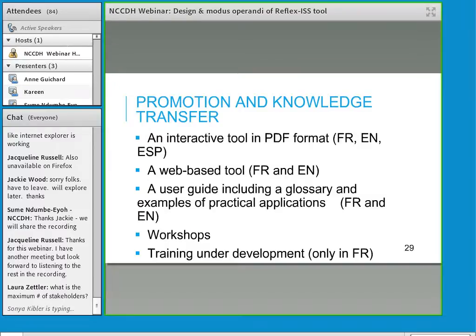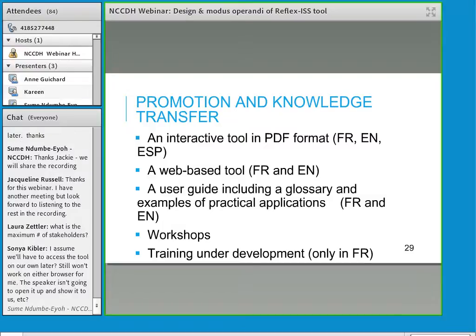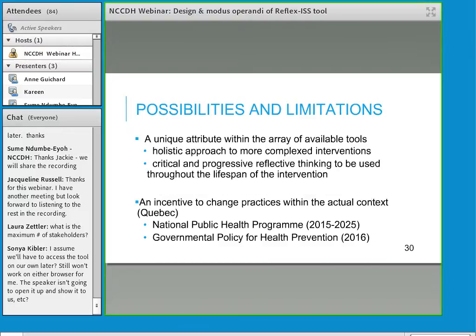Slide number 29. The Reflex-ISS tool is offered in French, English, and Spanish. The promotion and knowledge transfer activities cover the following: an interactive tool in PDF format, a web-based tool, a user guide including a glossary and examples of practical applications, some workshops, a training is being developed, but only in French. You can access most of these resources by clicking on the previous hyperlink. Next slide.